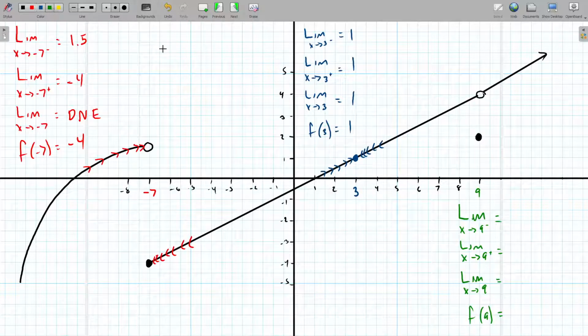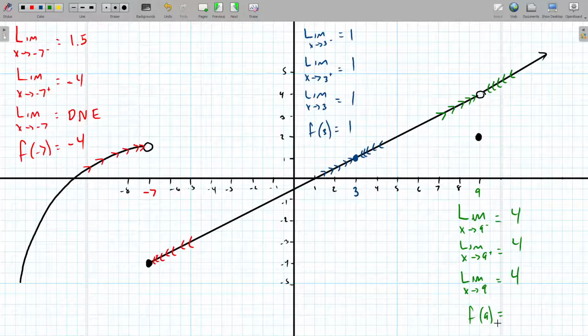Our third example for this graph, as we're approaching 9 from the left, what does it look like we're going to hit? Well, it looks like we're going to hit +4. As we approach 9 from the right, what does it look like we're going to hit? Well, it looks like we're going to hit again +4. Now, because the left-sided limit at 9 and the right-sided limit at 9 are the same value, they're both 4, then the limit as x approaches 9 is also that value of 4.